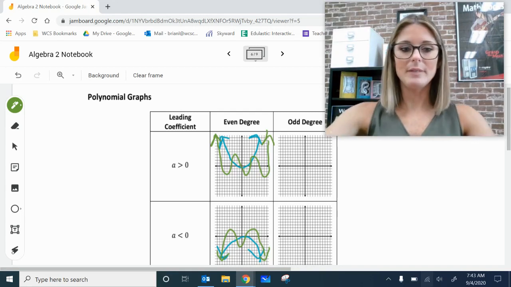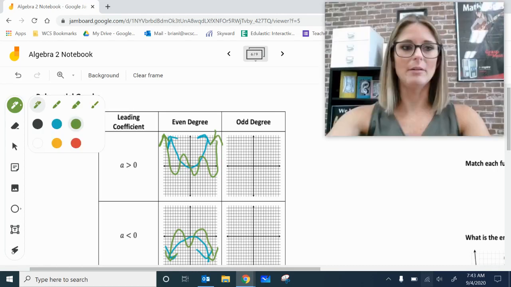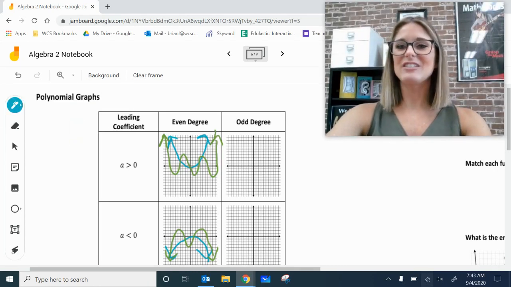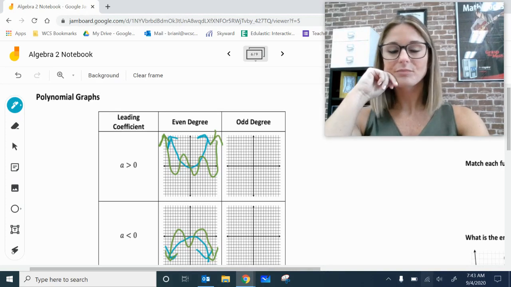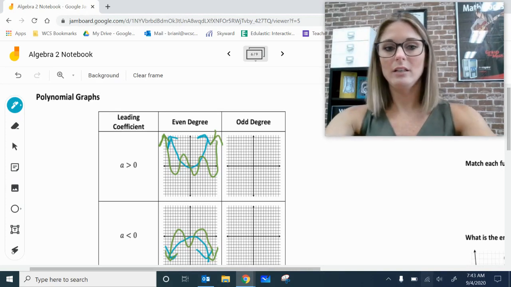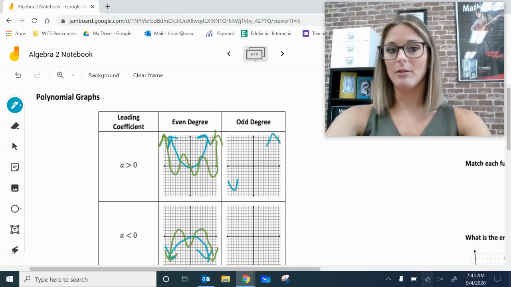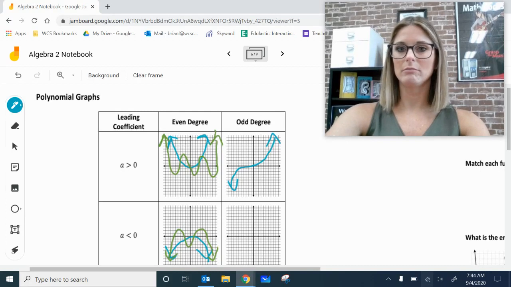Now, let me slide over just a little bit, so I make sure I'm not drawing on my video because it doesn't work. If a is greater than 0, but it's odd. So let's say it's y equals x to the 3rd. It's going to have a down arrow on the left, up arrow on the right, and it looks something like this. You've probably seen this guy before.